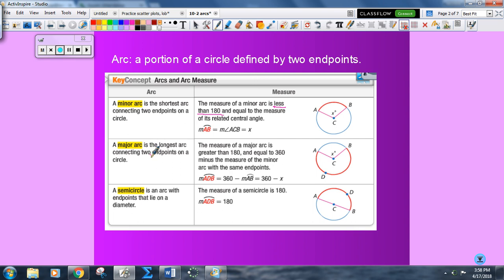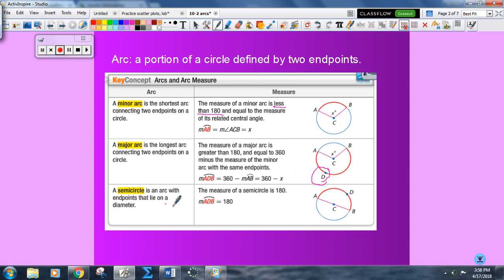There's also a major arc, which is the longest arc connecting 2 endpoints. In this case, I have the same drawing, but here I'm going around the outside. How do we differentiate? We add this 3rd point in. So the major arc would be arc ADB, and that's indicating to go the long way. The measure of a major arc is 360 minus the measure of the minor arc, or that central angle. So in this case, it's 360 minus X.